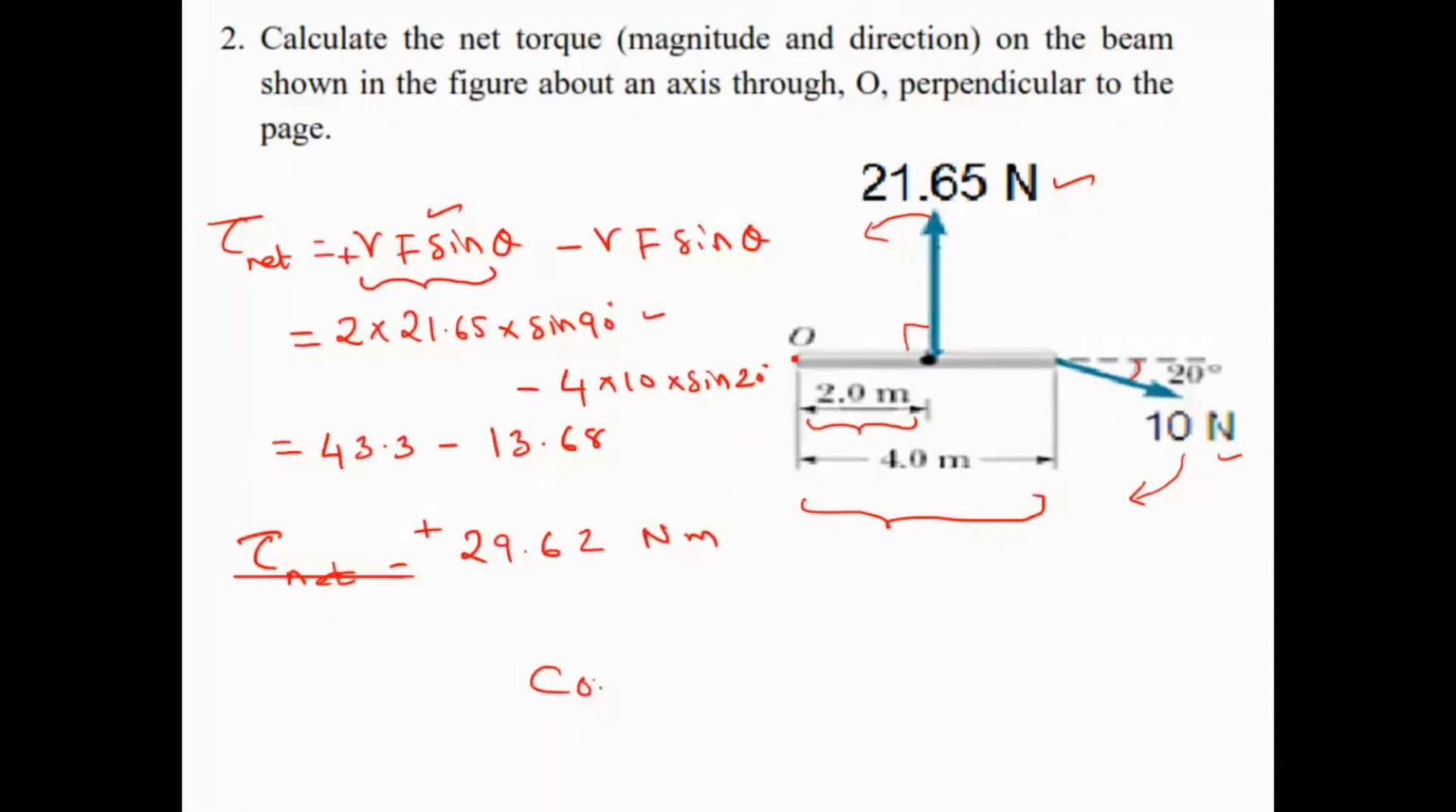What is the direction? Counterclockwise direction. If the answer you got is negative, then the direction is clockwise. Okay, so keep this information in your mind. If the torque is in the clockwise direction, it has the negative sign. If the torque is in the counterclockwise direction, it has the positive sign. Clear? Based on that, you have to give the answer for the direction.